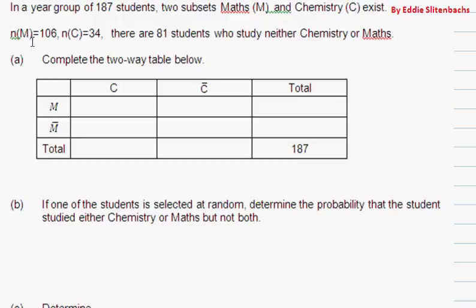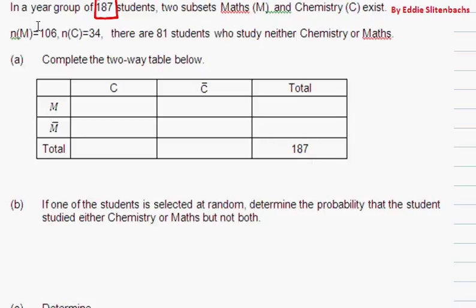The number who do maths is 106. The number that do chemistry is 34. There are 81 students who study neither chemistry or maths. Okay, so let's have a look at what we've got here. The 187 students is the grand total, and we can see that that's already put in for us, so that's okay.